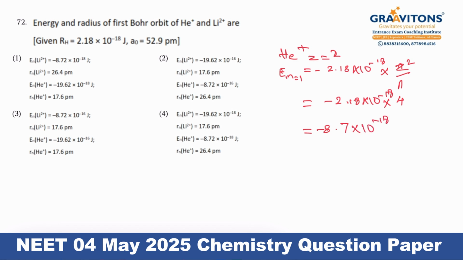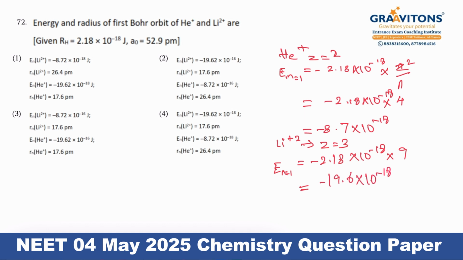Similarly, when you go for lithium 2+, where n equal to 1 here also, so 2.18 into 10 to the power minus 18 into the same Z square by n square. And what about the atomic number for lithium? It is 3, so 3 square is going to be 9. You will be getting the answer around minus 19.6 into 10 to the power minus 18, and both are in joule.